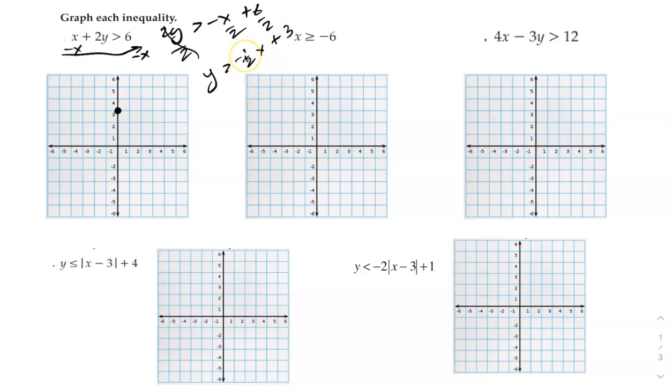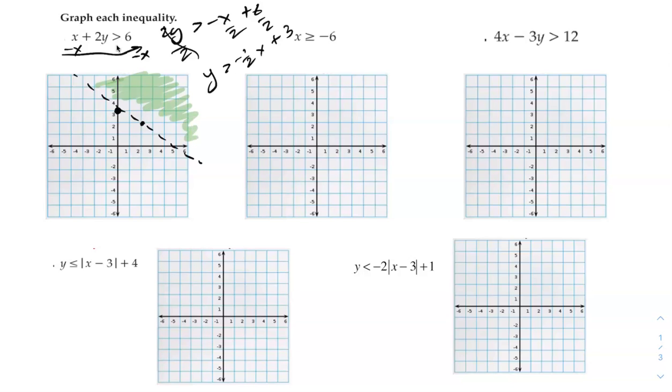My slope is negative 1/2, so down 1 over 2, rise over run. It is a dotted line. I see no equal to sign, so I'm going to make it dotted. And then it's greater than, so shade above. So there we go.